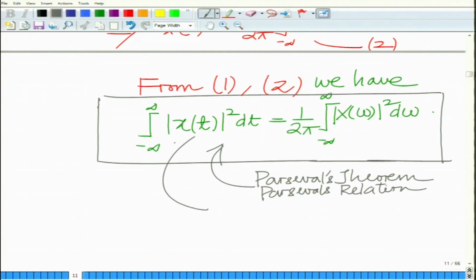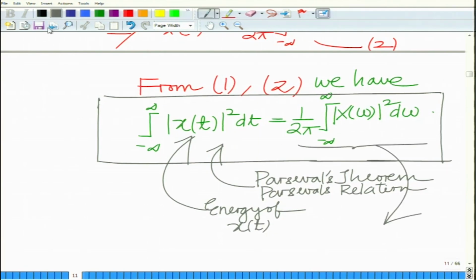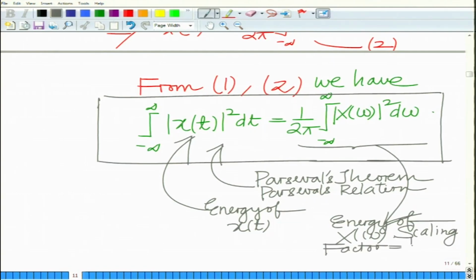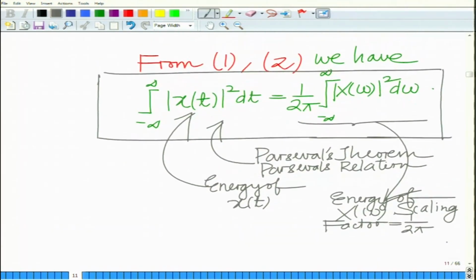This is the energy of x t. Now, you can see this is the energy of x omega except for a scaling factor of 1 over 2 pi. Notice that there is a scaling factor of 2 pi. So, this is the energy of x omega. So, we can say energy of x t is basically the energy of x omega, that is energy in the time domain equals energy in the frequency domain. That is what the Parseval framework is about, except that note that there is a scaling factor of 1 over 2 pi.